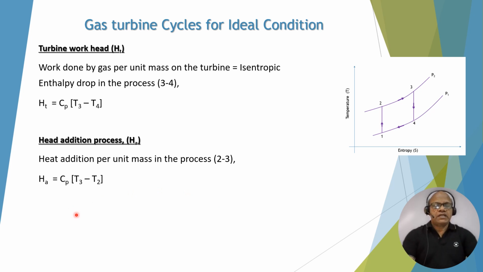Now the turbine work head HT: the work done by the gas per unit mass in the turbine is equal to the isentropic enthalpy drop in process 3-4, because losses are not considered. So HT is equal to Cp (T3 minus T4). The heat addition in process 2-3 is expressed as H is equal to Cp (T3 minus T2).